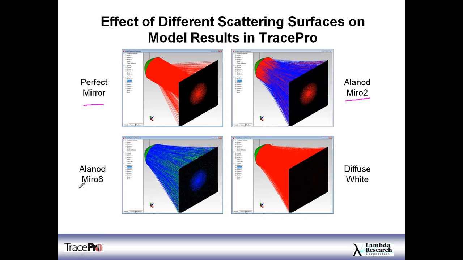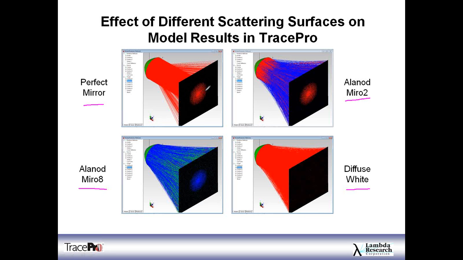Alanod Miro 2 and Alanod Miro 8. Alanod is a company that makes reflective sheet material. Probably some of the most common applications you'd see would be overhead fluorescent lighting, the reflective inserts. And Miro 2 and Miro 8 are just different surface finishes. And then for the heck of it, I threw diffuse white on the surface as well.